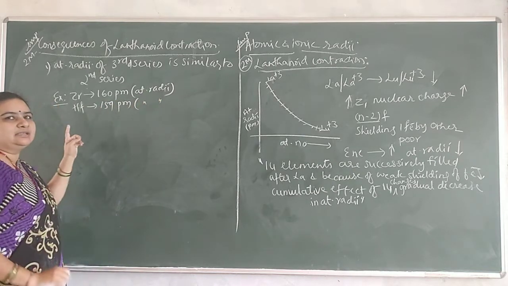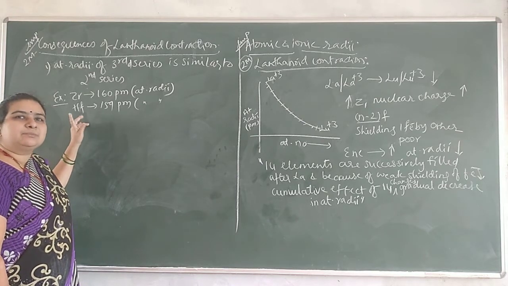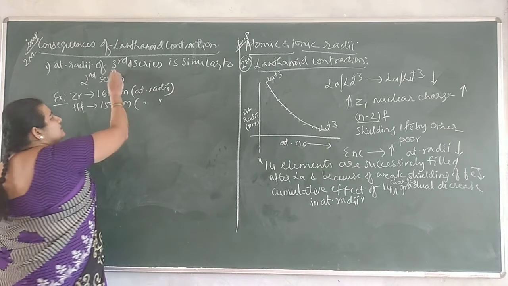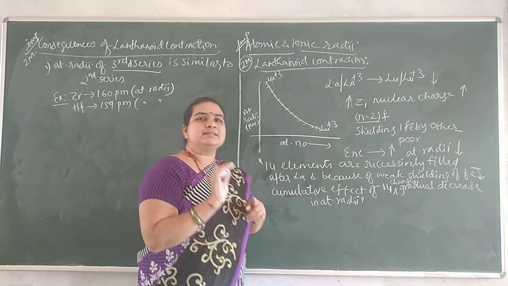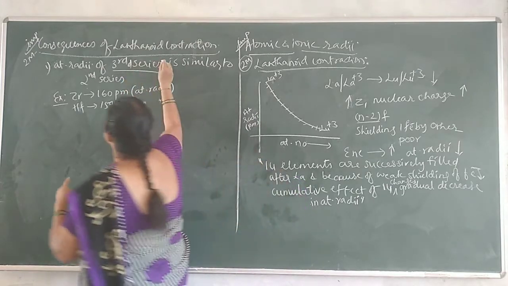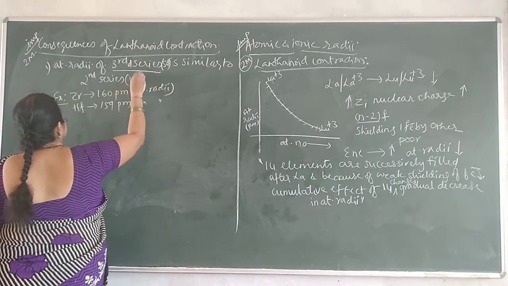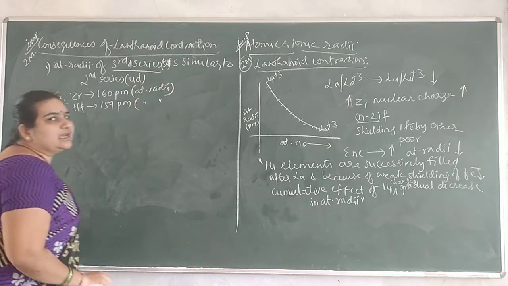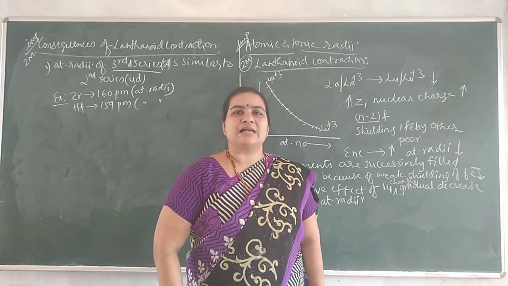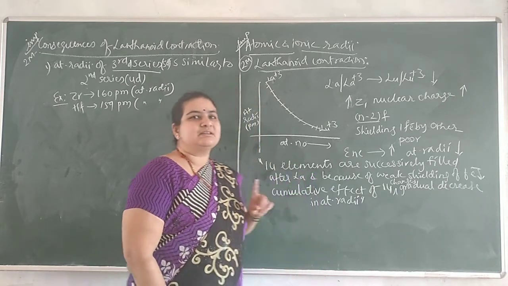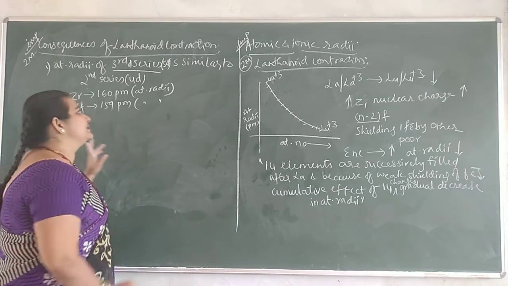So with the lanthanide contraction, we have similar atomic radii, that is, the atomic radii of the third d series, taken as 5d, and the second series, taken as 4d, are almost similar. This is the first point in the consequences of lanthanide contraction.